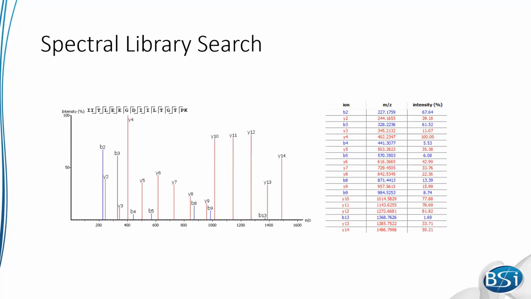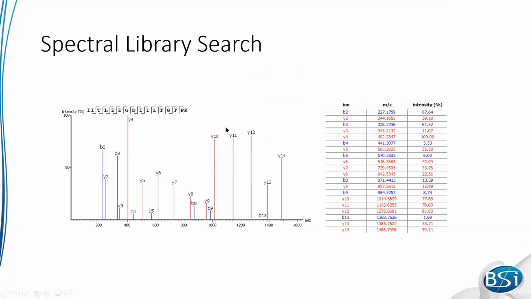In more recent versions of Peaks, we've included a spectral library search. So what this does is it takes a good fractionated sample, generally you want to use a fractionated sample as a reference proteome, and you generate a list of spectra that are confidently matched to your protein database.